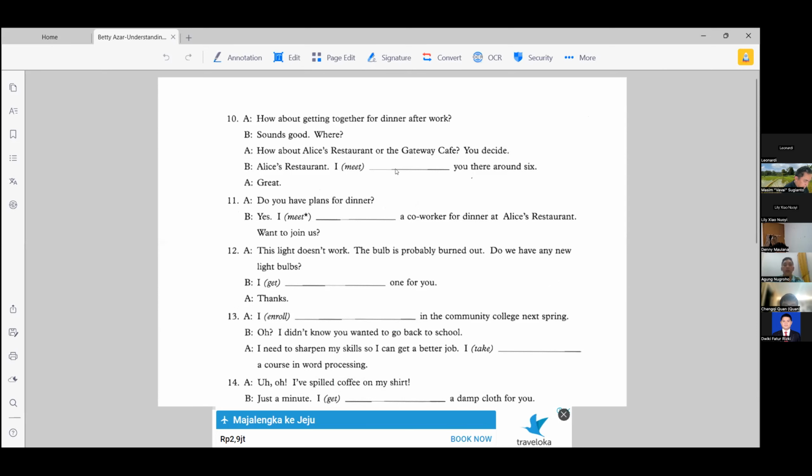It's quite a long conversation for only one question. Would anyone like to try? Aryu, go on. Samudro. Yes. How about getting together for dinner after work? Sounds good. Where? How about Alice Restaurant or the Gateway Cafe? You decide. Alice Restaurant. I'm going to meet you there around 6. Great. Okay, yeah, I will accept that.